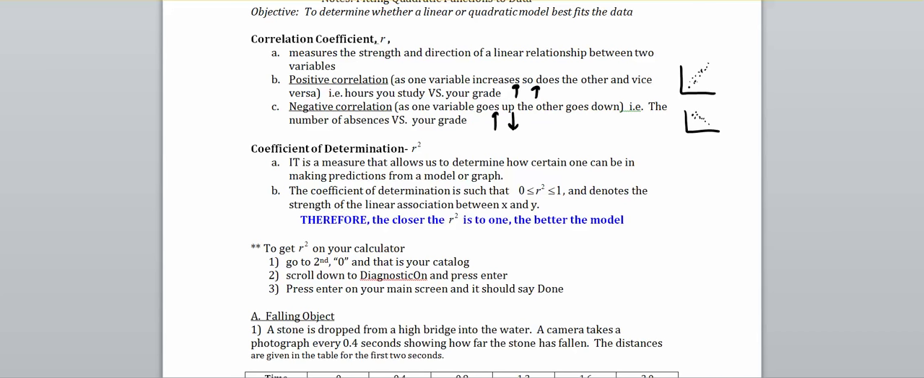The coefficient of determination is such that 0 is less than or equal to R squared is less than or equal to 1. That denotes the strength of the association between x and y. So the lowest R squared can be is 0, the highest it can be is 1. And the closer the R squared is to 1, the better the model. So we're going to look at our R squareds and see whichever one is closer to 1, and that typically is going to tell us which model is best.